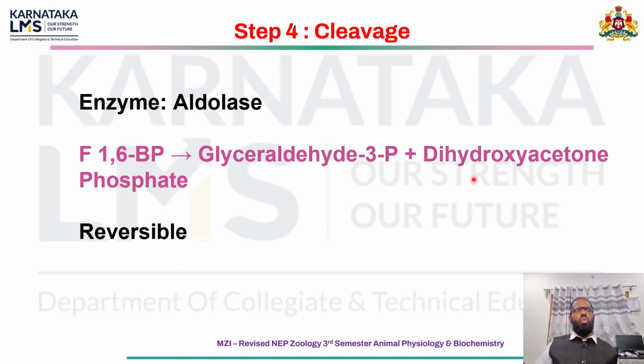In this way, the 6-carbon fructose 1,6-bisphosphate is converted into glyceraldehyde 3-phosphate and dihydroxyacetone phosphate. And one more important point I want to highlight: we use two different terms. Sometimes we use the word bisphosphate, and on other occasions the word diphosphate. Bis means two, di also means two, but the context differs.